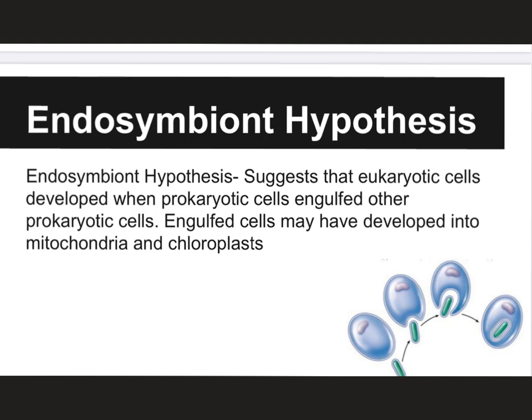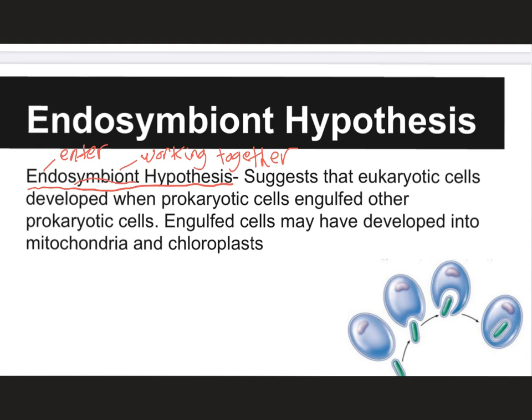And the leading hypothesis to explain how we got eukaryotic cells is called the endosymbiont hypothesis. So endo kind of sounds like enter, right, inside. And symbiont, you might know the term symbiosis, right, which is kind of like working together.